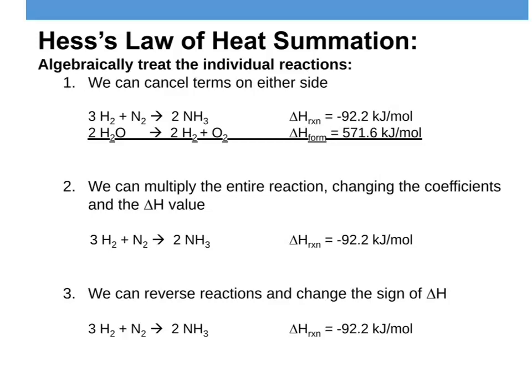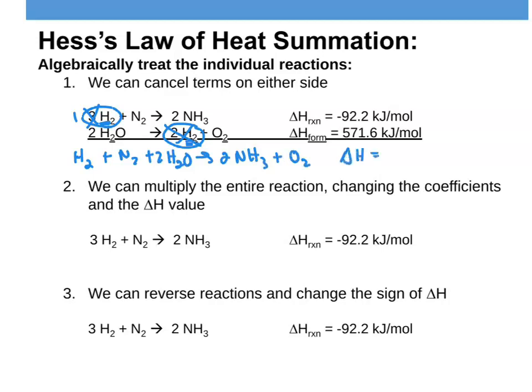For the first one, we can cancel terms on either side. If you see something like H2 on the left and H2 on the right, I have 3 H2s on the left and 2 H2s on the right. So overall, 2 of those 3 will cancel out, and there's only going to be 1 H2 left. Then you would write the entire equation: I have 1 H2, N2, and 2 waters on the reactant side, and on the product side, 2 ammonias plus O2. That would be the new overall reaction.